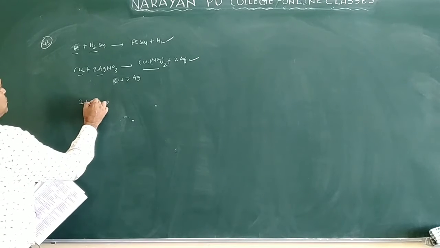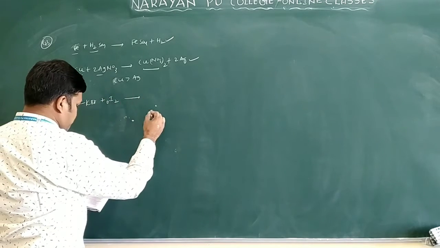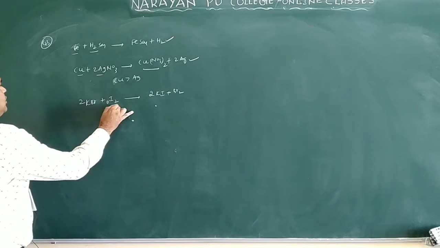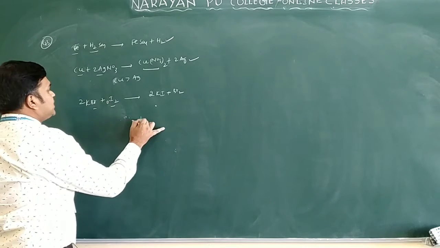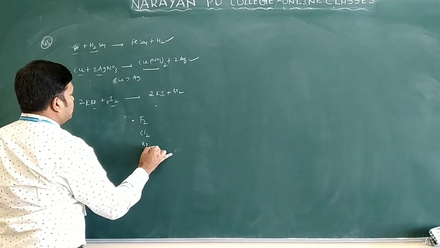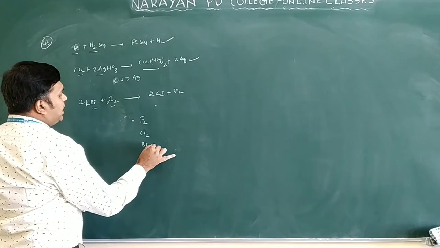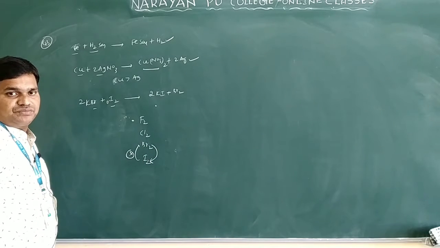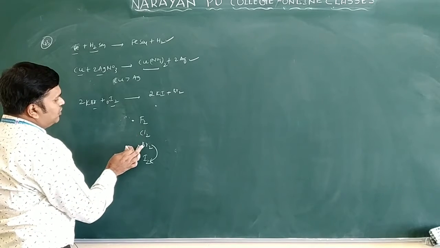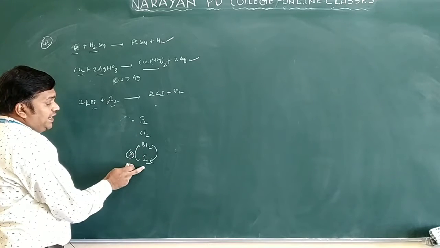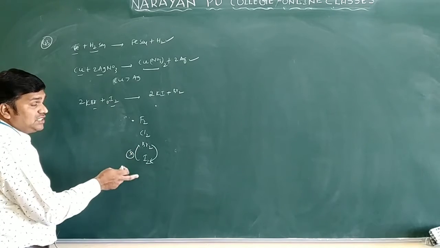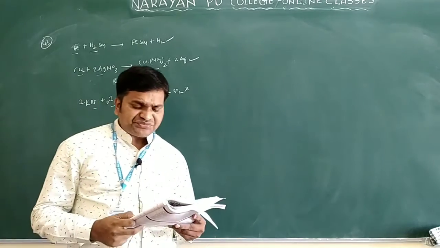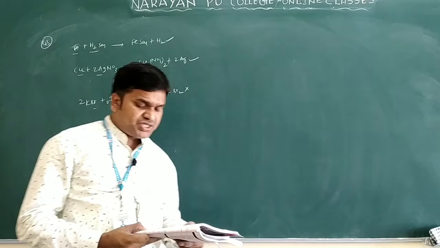Next we have 2KBr plus I2 gives rise to 2KI plus Br2. So here I2 displaces Br. You know the reactivity order of the halogens: F2, Cl2, Br2 and I2. Fluorine can displace chlorine, bromine, iodine. Chlorine displaces bromine, iodine. Bromine displaces only iodine, but iodine does not displace bromine. So this reaction is not possible. What is your answer? You will take option 3. The reaction that is not possible is option 3.